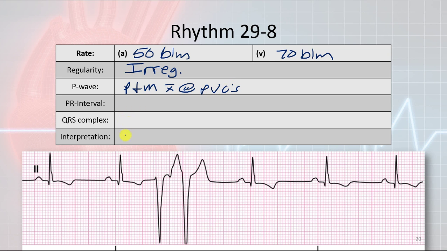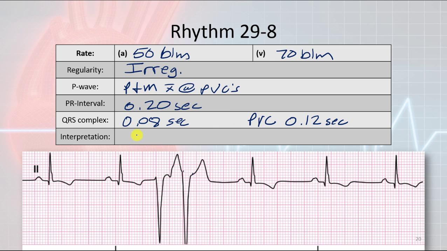PR interval, when they occur, they appear to be about 0.20 second. So they look a little bit wider than they should be. QRS complex, the normal QRS looks to be about 0.08. Over here, though, they look to be a little bit wider. So it goes from there to there. So that's about, at the PVC, they're about 0.12 second.